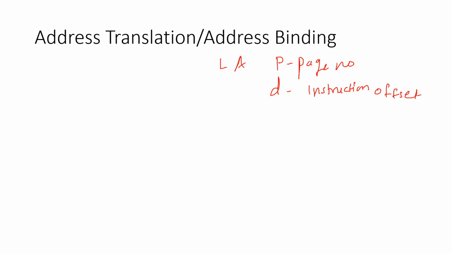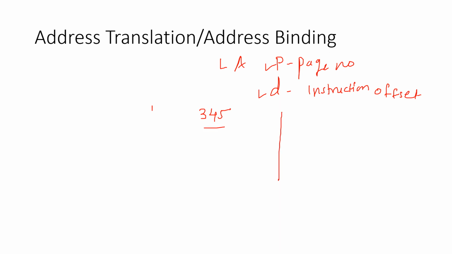Instruction offset is the line number of a particular page. Suppose page number 1, line number 10. Page number 1 will be given by P and line number 10 is given by D. For example, say 345 is this logical address.